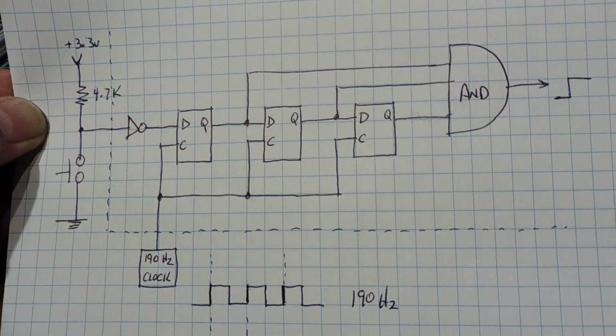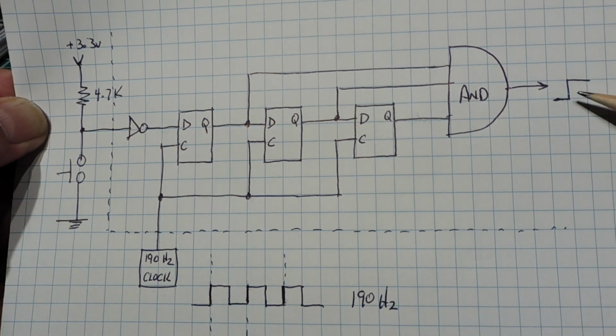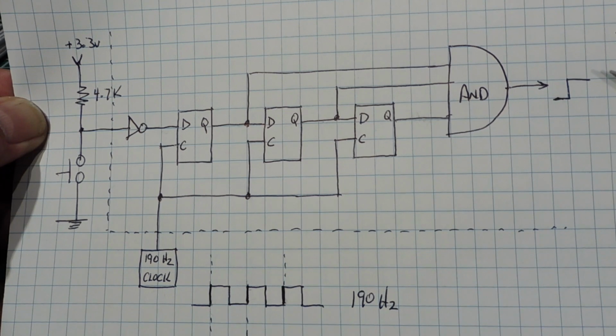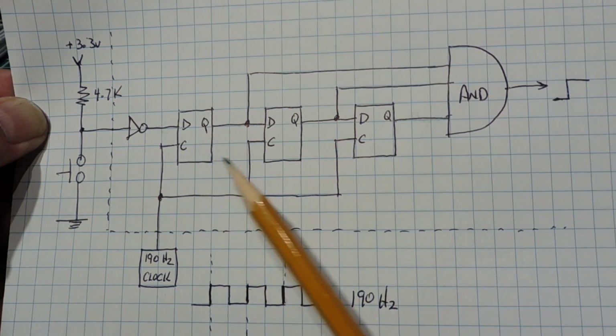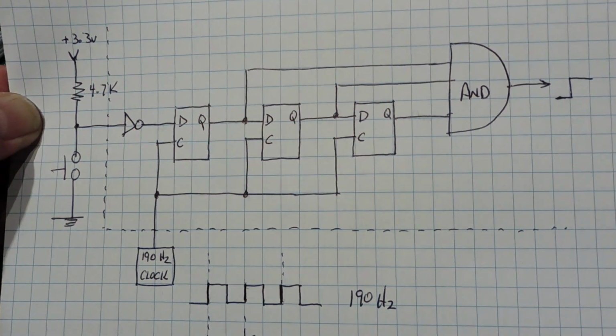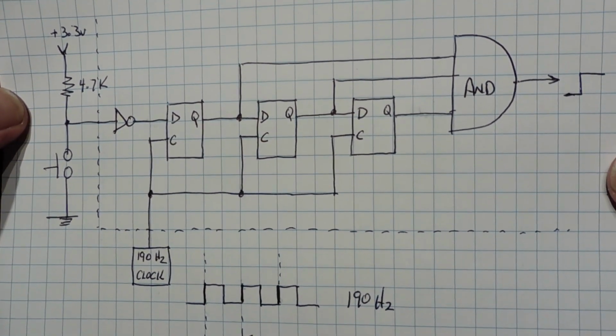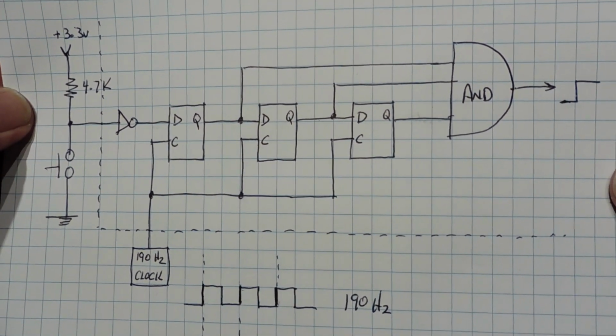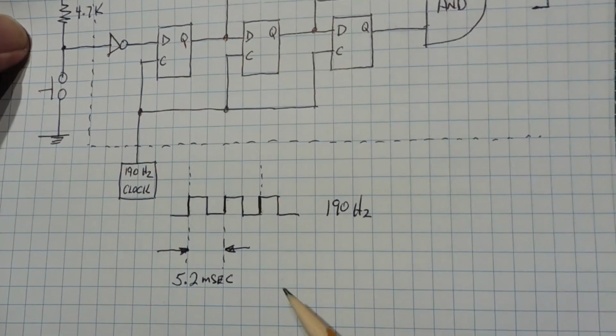So as long as it's bouncing, we're not going to get an output. And when the bouncing stops and we get three clean pulses and we get three ones on the AND gate, output will go high. So that's basically how we could do it on a CPLD using a clock for our delay.